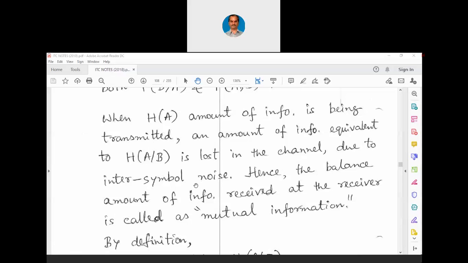What is the meaning of inter-symbol noise? When symbols are being transmitted, in between two symbols, there can be noise. For example, I had given an example of ASK, FSK and PSK.